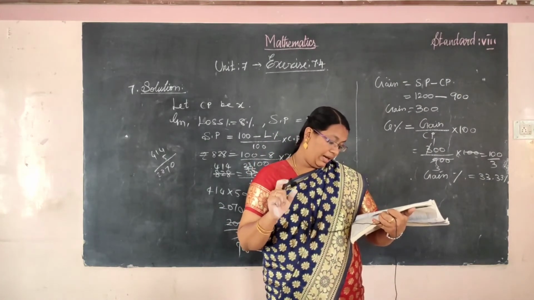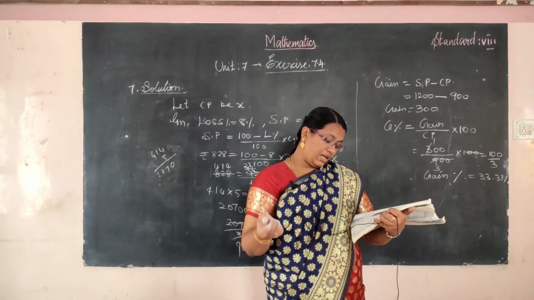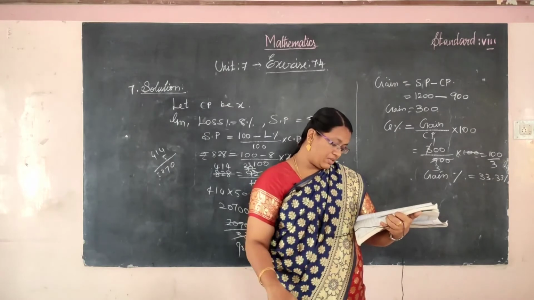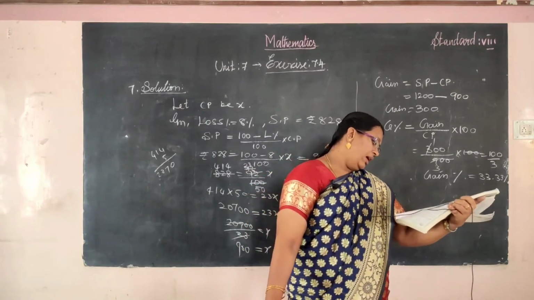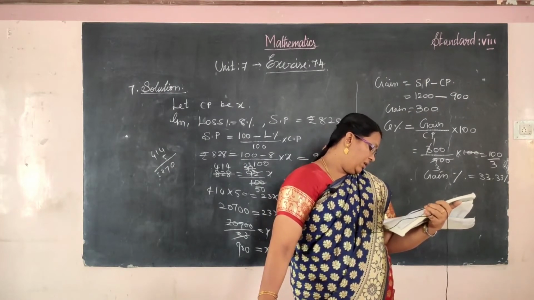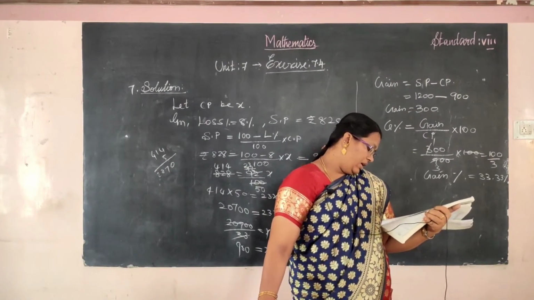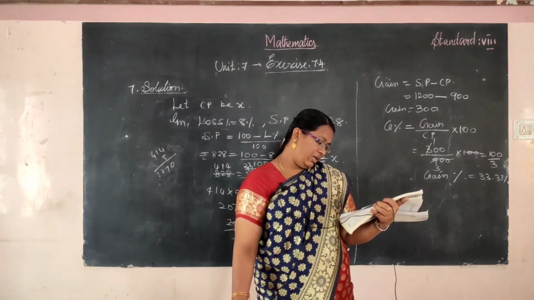1648. Okay, right. So one is at a profit of 15% and the other at a loss of 9%. If she got the same amount for each dress, then find the cost price of each of the dresses.